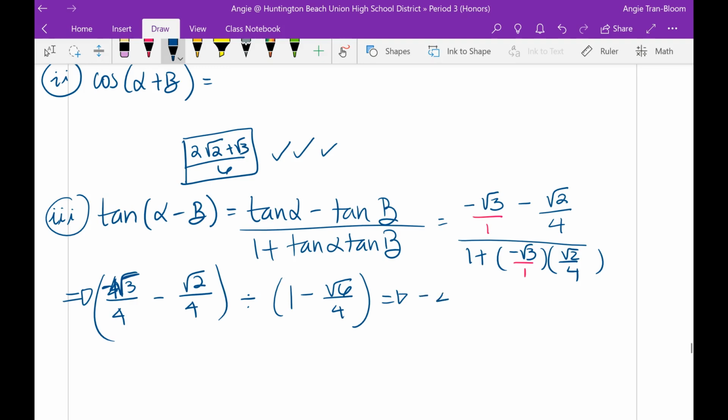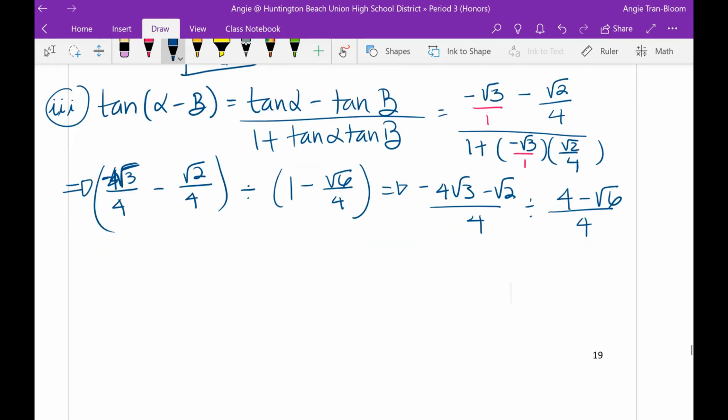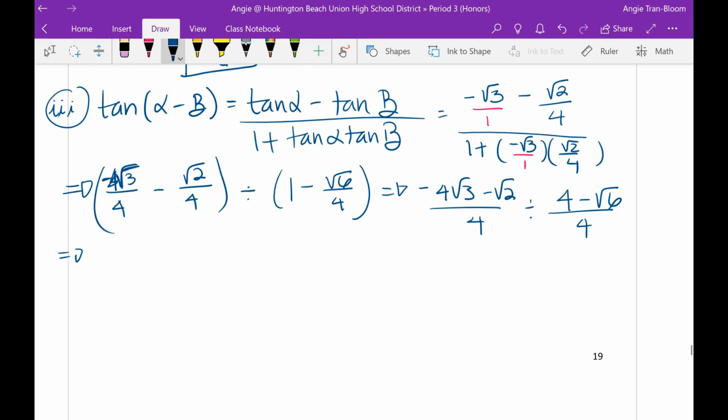So this is negative 4 rad 3 minus rad 2 all over 4 divided by 4 minus rad 6 over 4. Are we comfortable with me going straight there? Okay. Now, because I am dividing fractions, I will now turn that into a multiplication. Negative 4 rad 3 minus rad 2 all over 4 times 4 all over 4 minus rad 6. What do you see, the 4 and the 4? They cancel. So now here's where you are.